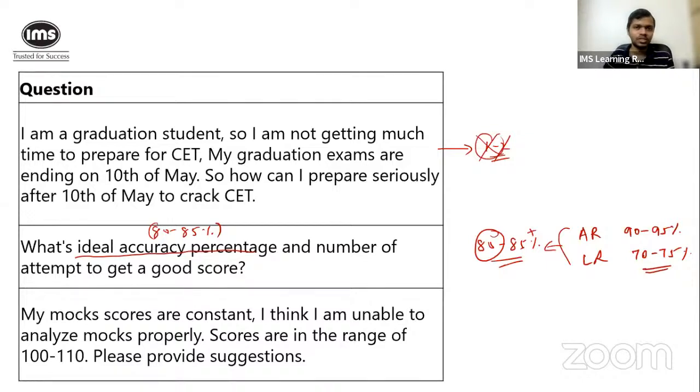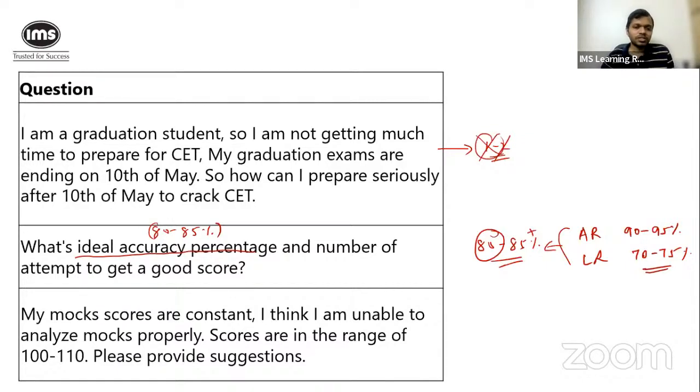I don't see why somebody should be around 60% or 70%, because in that case, what you're doing is you are over attempting. You are attempting more than your potential. And that is why you're making errors. Okay, so keep that in mind.